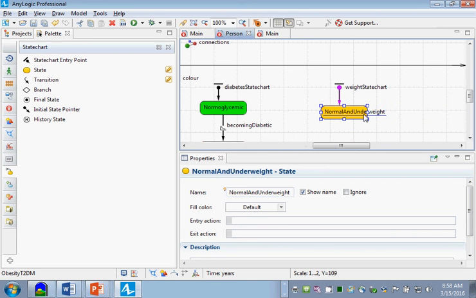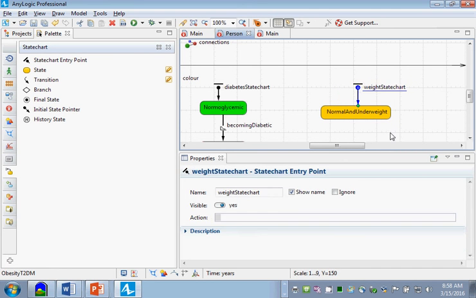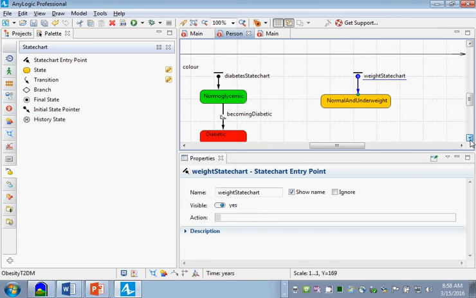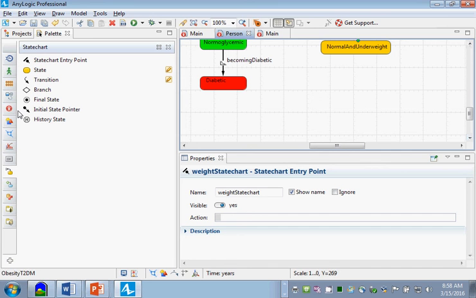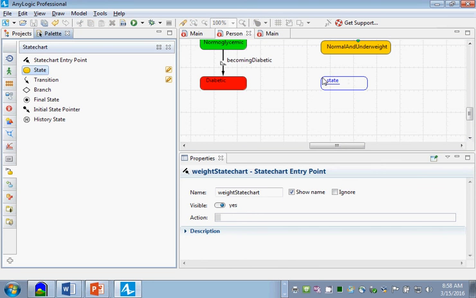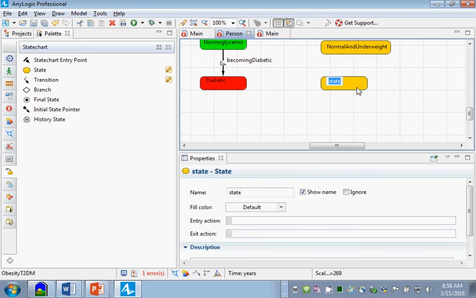Now notice we can also enlarge these states so we can make it bigger if we want to have more space for it. Okay, great. Let me go recenter this. Boom. There we go. Normal and underweight, ladies and gentlemen. Good. Next, we are going to be adding in, ladies and gentlemen, a state that is called overweight.